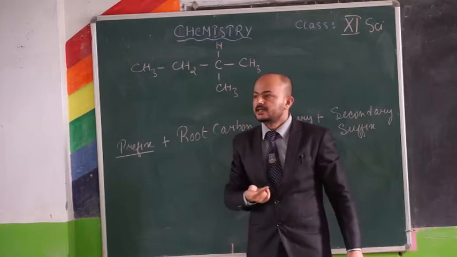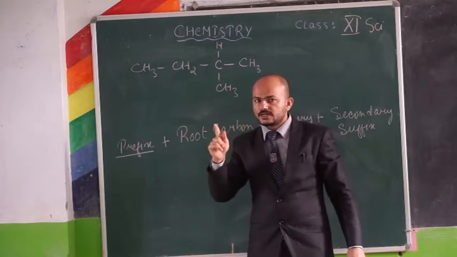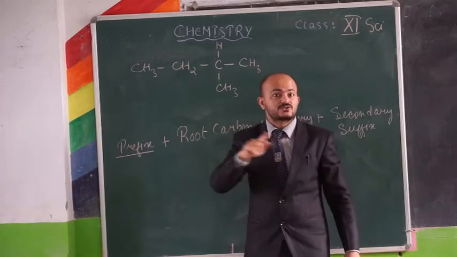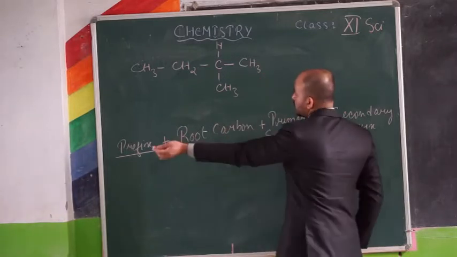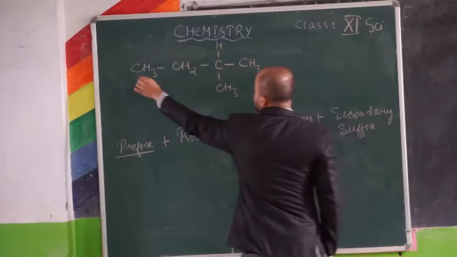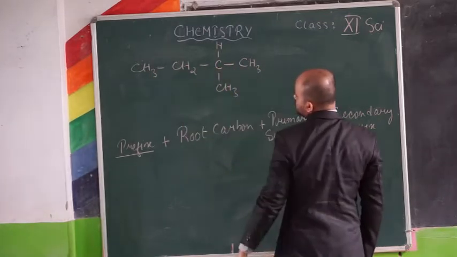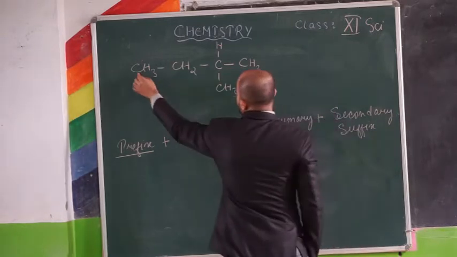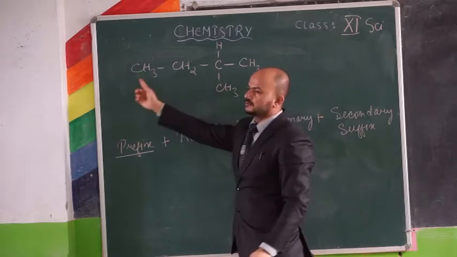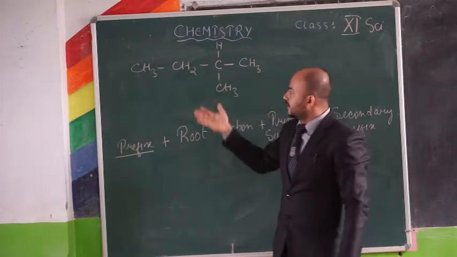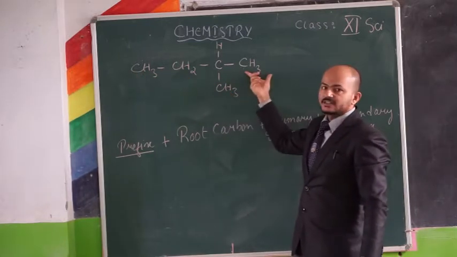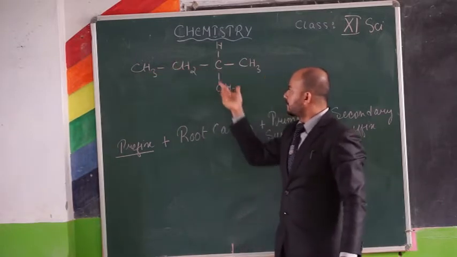Please remember that. Now it has to be the longest continuous carbon chain. It doesn't mean it has to be straight always. It could be branched also, but it has to be continuous. So let's take this one. Here you have carbon 1, 2, 3, 4. In this straight chain, you have 4 carbons. And if you come this way, 1, 2, 3, 4, here also you have a 4 carbon continuous chain. That means you can take either the straight one or the branched one.